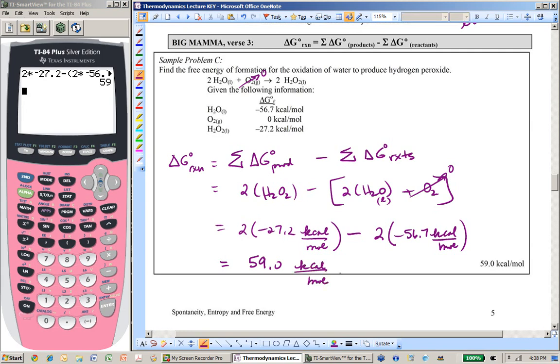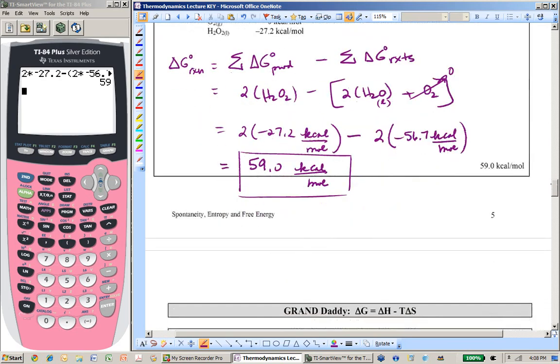Now, on an AP exam, they may have given you a conversion factor and asked you to change it to kilojoules, but honestly, I haven't seen a kilocalorie problem in a very, very long time, so I wouldn't sweat it too much. Kilocalories per mole, that's right.